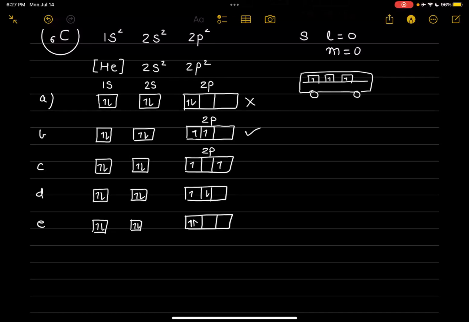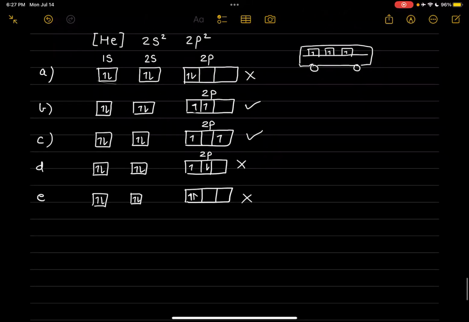Is C correct or not? C is also correct. Somebody can go to the back seat and can sit near the window. Parallel spins you should keep in mind, this one is incorrect. Why? Because the spins are in opposite directions. Okay, and this one is also incorrect. This is violating two rules. What are the two rules which this electronic configuration is violating?